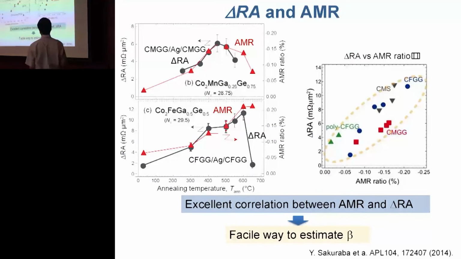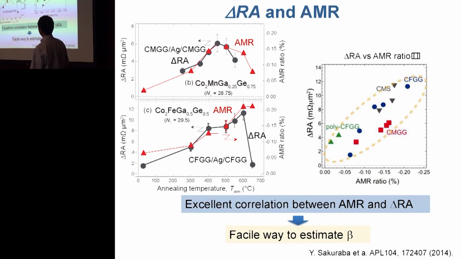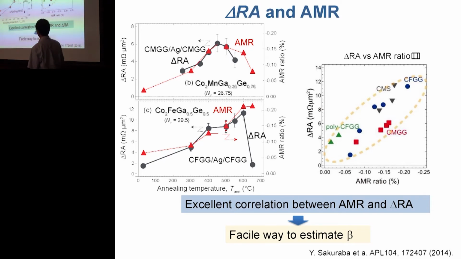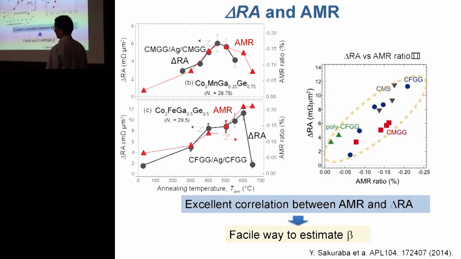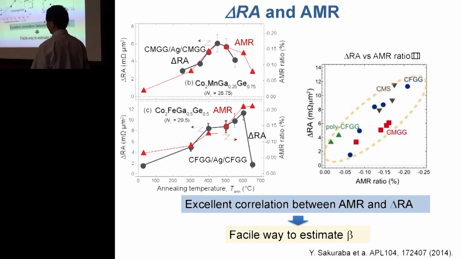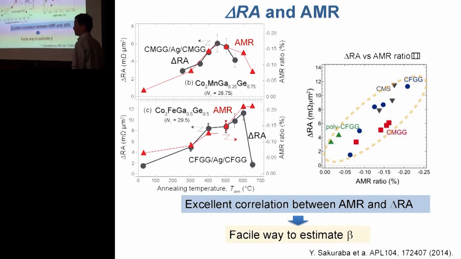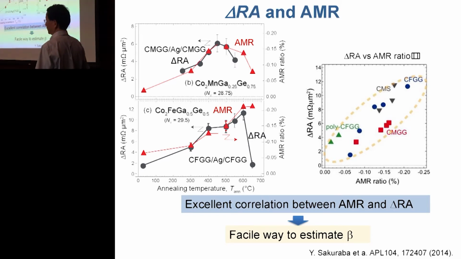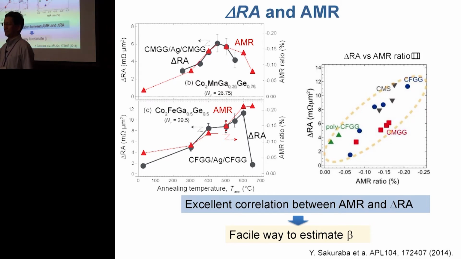So let's see how they are correlated. This is the delta array value for the CPP-GMR with different Heusler alloys. This is delta array for cobalt, manganese, gallium, germanium, and this is the AMR value. They show very good matching. When I saw this data, I said it's too nice to believe. But when we measured a different system, for example cobalt, iron, gallium, germanium, this again shows excellent correlation. So when we correlate delta array and AMR ratio, they show very good matching. Based on this, we can say that measurement of anisotropy magnetoresistance could be a very good fingerprint to estimate how spin polarization changes as a function of temperature.